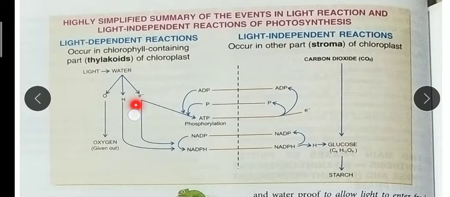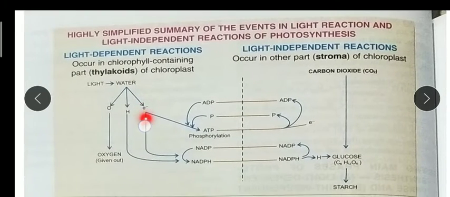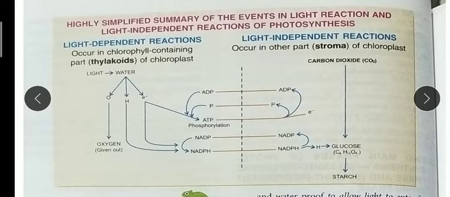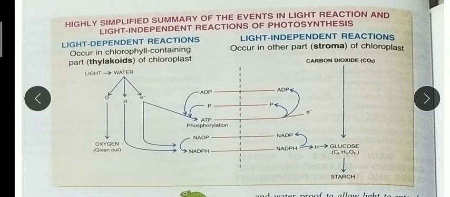I told you this electron is very useful, because it combines with ADP and phosphate, and it will turn into ATP. In the same way, the electron helps in converting NADP into NADPH. When the electron combines with the hydrogen, it forms NADPH, and this NADPH further enters into the dark reaction, or light independent reaction.